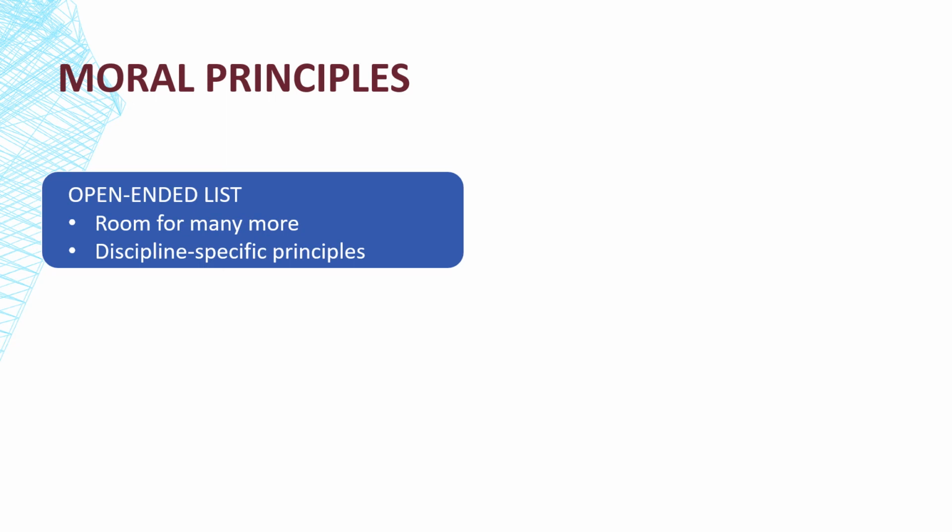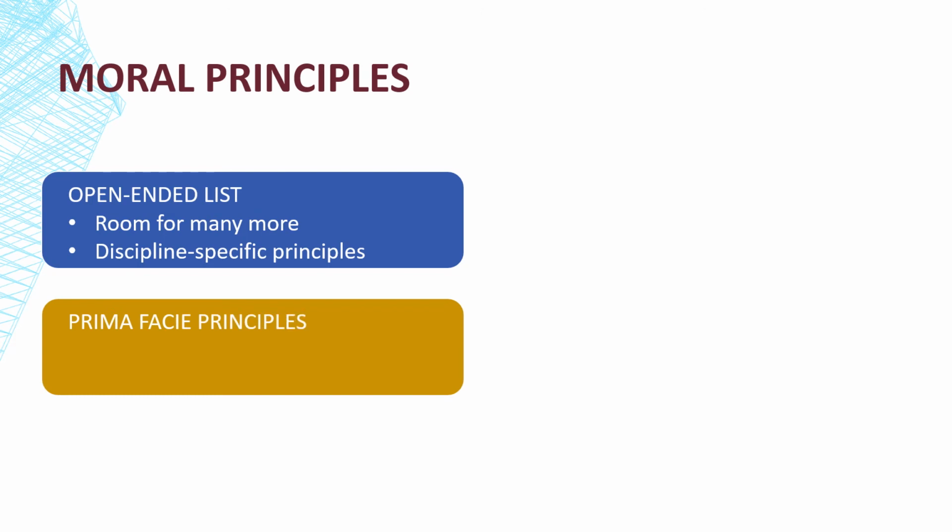Also, these principles are, to use Ross's word, prima facie. This is a fancy Latin term that basically means at first glance. The best way to translate the phrase with regards to moral principles is that they apply all things being equal. This, of course, suggests that all things aren't always equal. So what happens then?